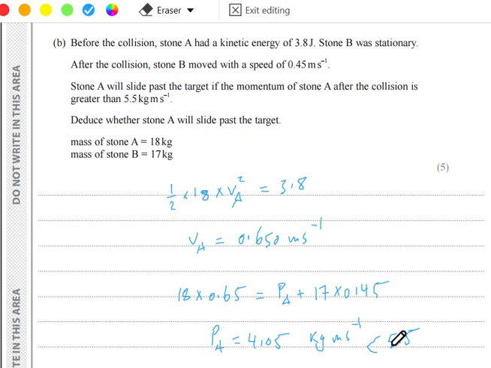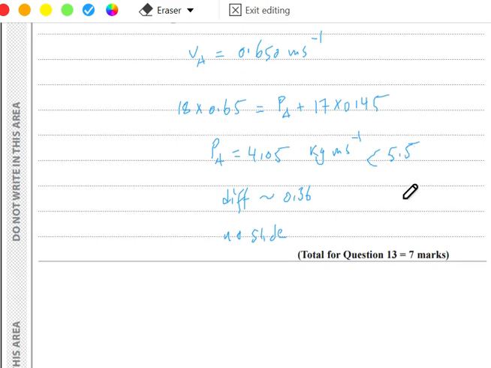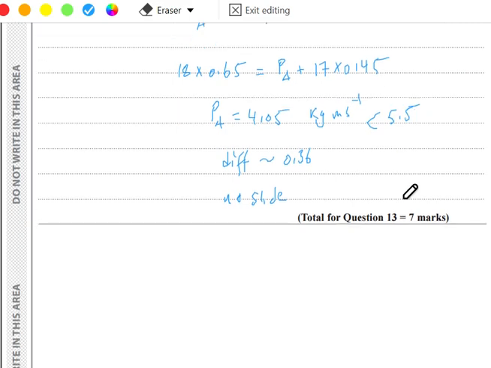And when I said less than, confidently, I say that because the difference between the two values is 0.36, which is 0.4 or 40%. So as this value is less by 40% than this, there will be no slide, because the minimum is 5.5. So no slide.